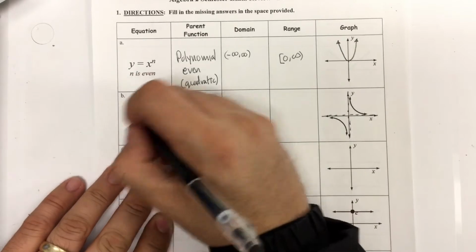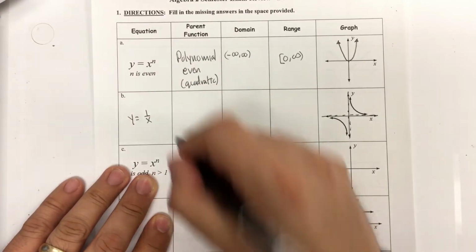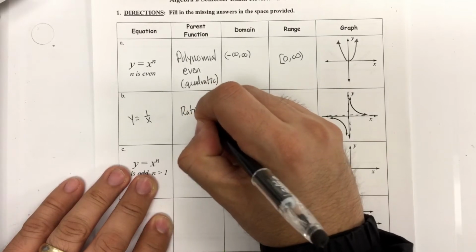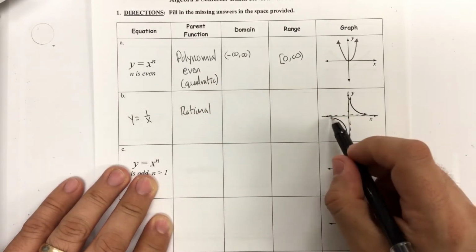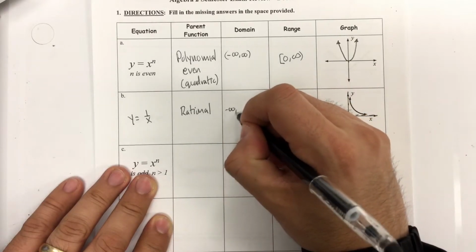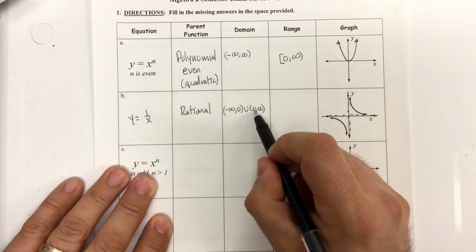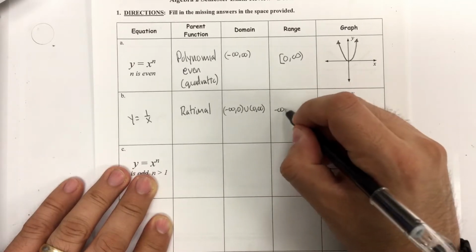This is called the rational, so the equation is y equals 1 over x. It is called the rational function. All real numbers except x cannot equal 0. So for the domain, I'm going to do negative infinity to 0, union 0 to infinity. Notice the 0 is not included, and the range is the exact same thing.